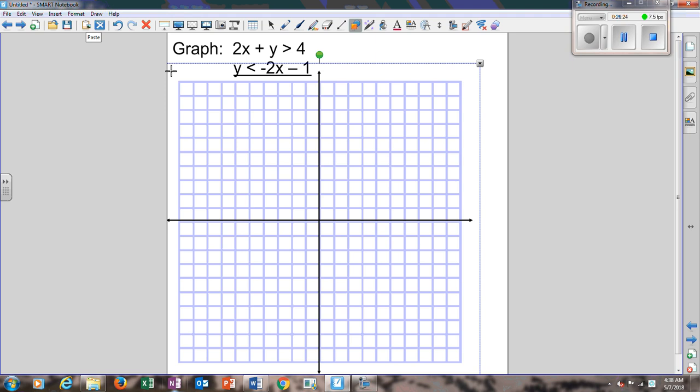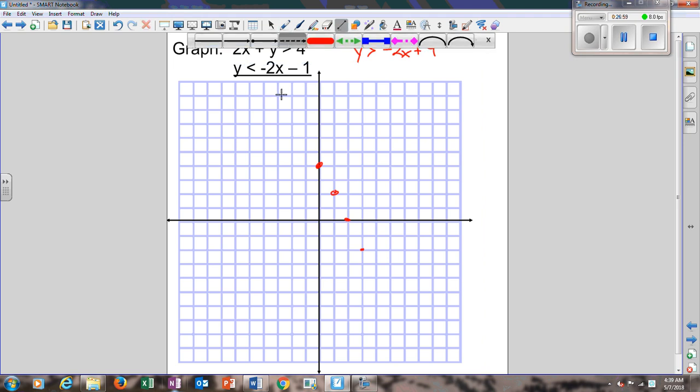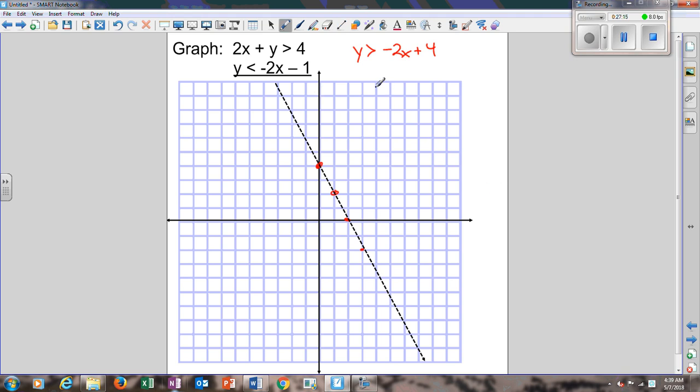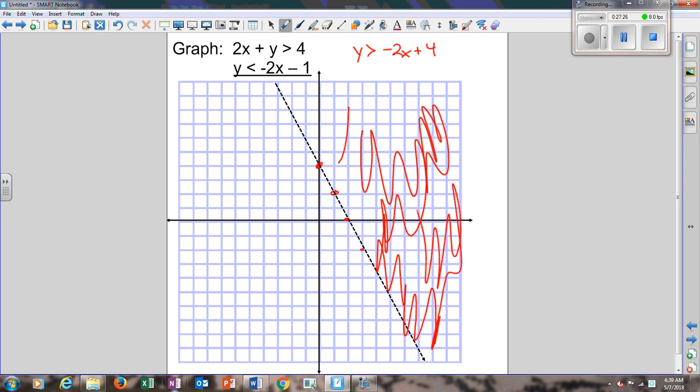Next one. When we go to graph this one, we have an issue because the y is not by itself. So we have to subtract the 2x over. You get y is greater than negative 2x plus 4. Start by making a dot at 4. Go down 2, right 1. Down 2, right 1. Draw a dotted line between your points. Then you're going to shade above it. So it's everything above the line.